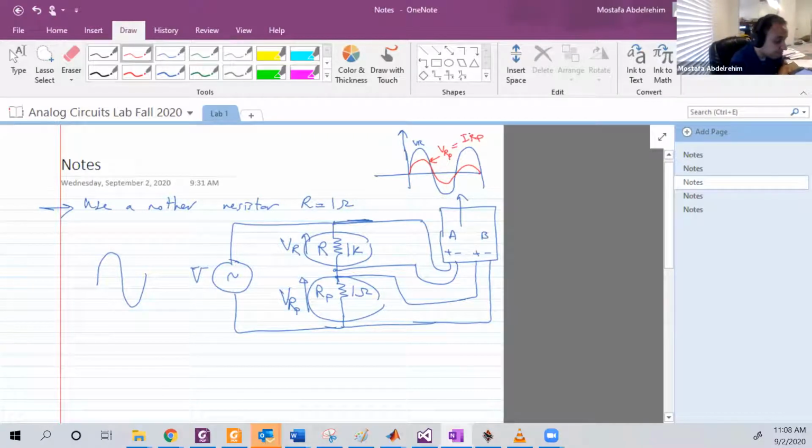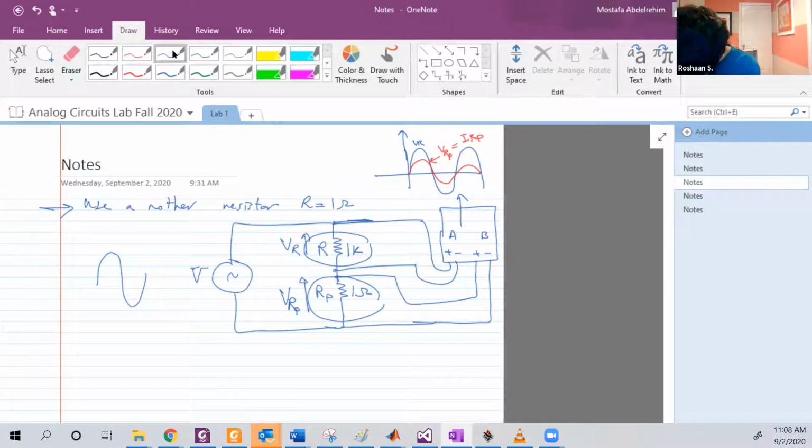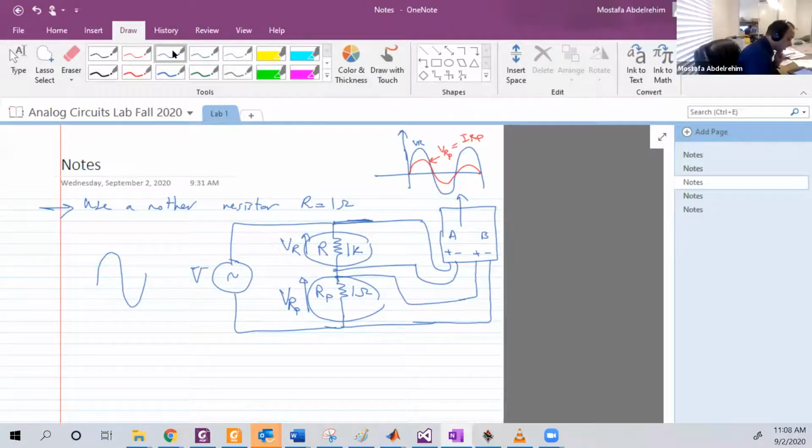Okay, good. Is everybody following me? Everybody on the same page? If you have a question, just let me know. Let's proceed. Remember, our main goal is to draw this linear relation on the oscilloscope.